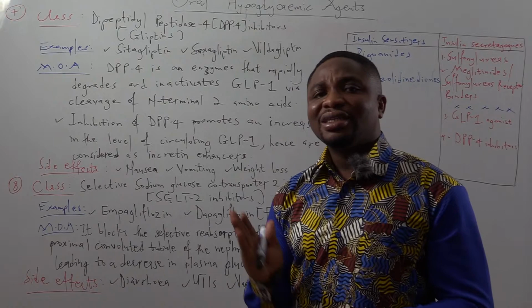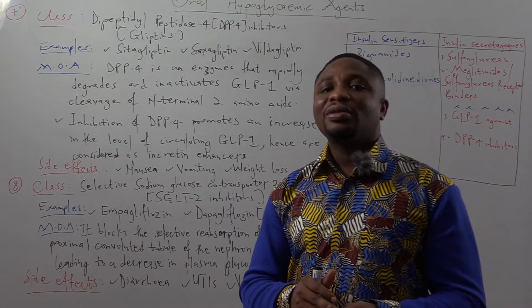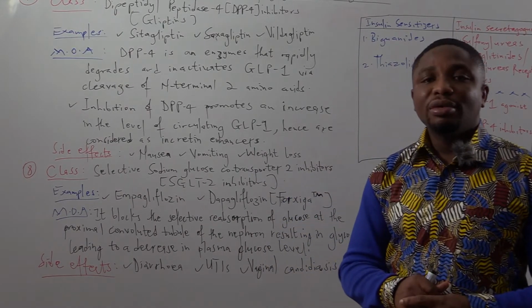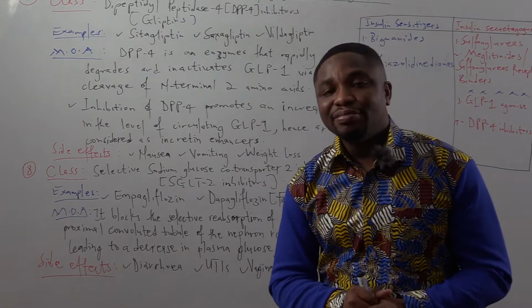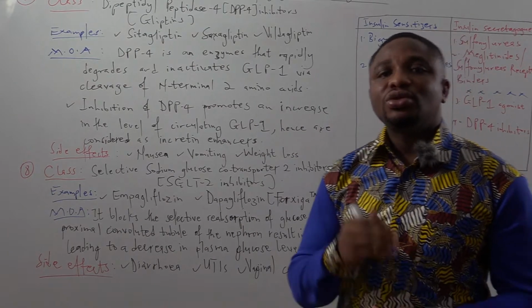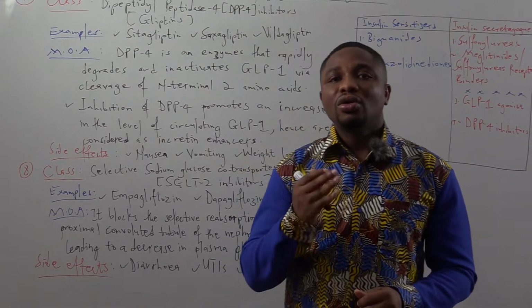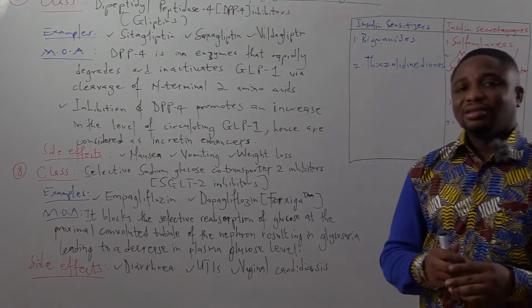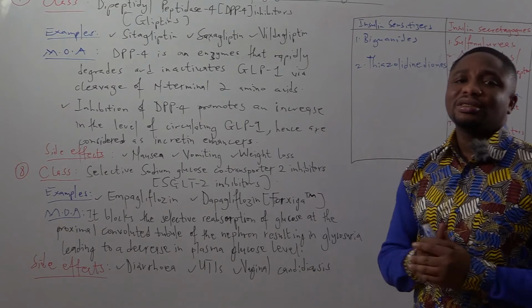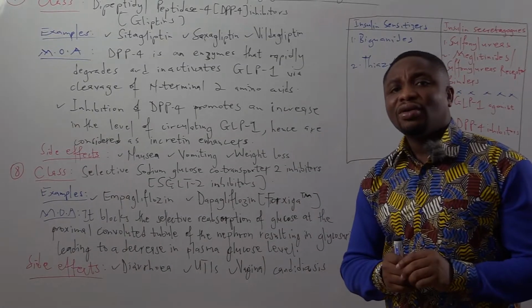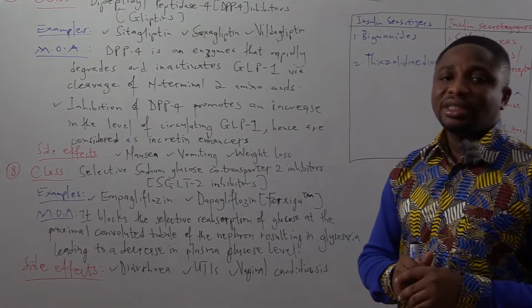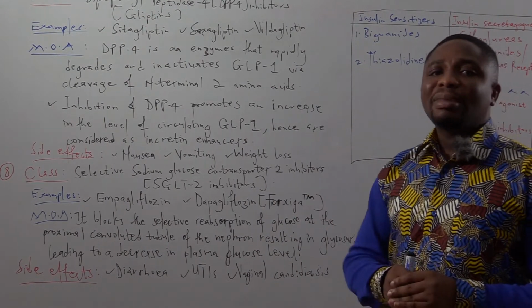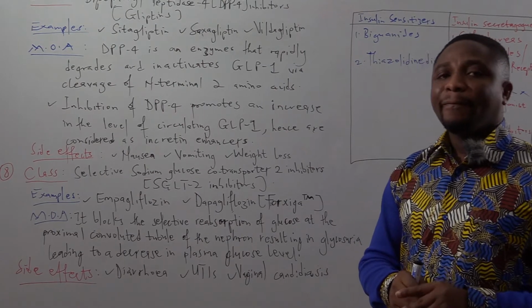Now finally, let's look at the 8th class of the oral hypoglycemic agents. We call them the selective sodium glucose co-transporter inhibitors. What are the examples of these medications? The examples we can think of are empagliflozin. We can also think of dapagliflozin, which is available on the market as Forxiga.